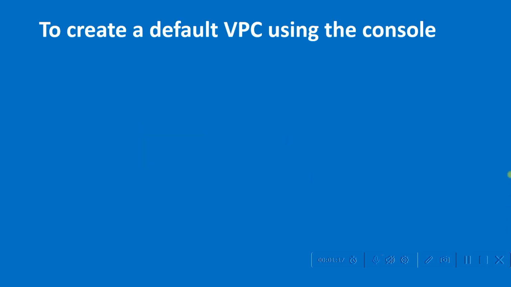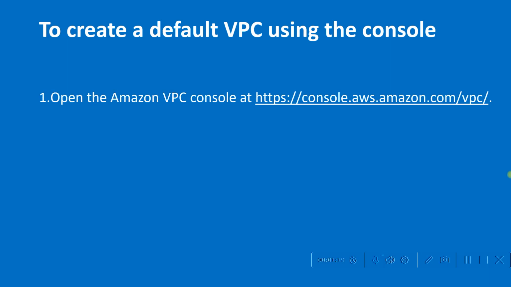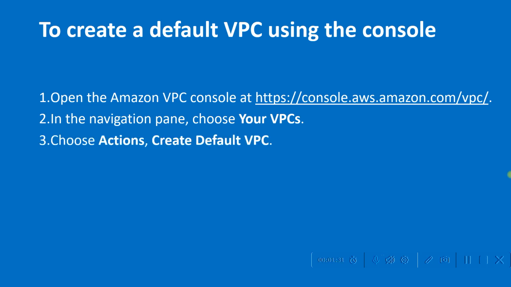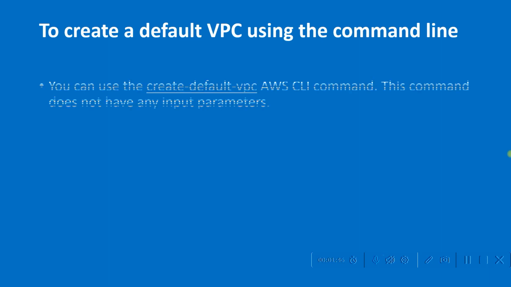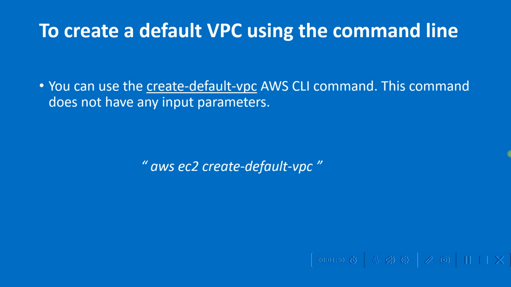To create a default VPC using the console, meaning the GUI: open the AWS VPC console, in the navigation pane choose Your VPCs, choose Actions, Create default VPC, choose Create, and close the confirmation screen. So using this method you can create a default VPC. Another method is the CLI. In the CLI you have to enter the below command: aws ec2 create-default-vpc.